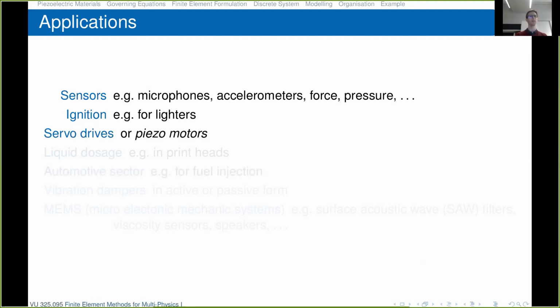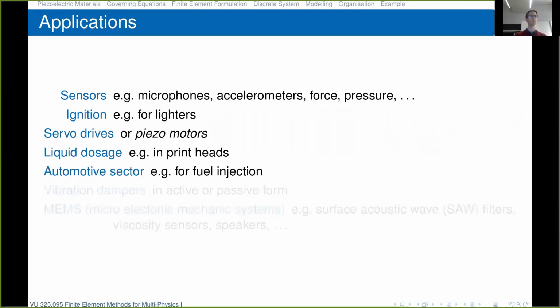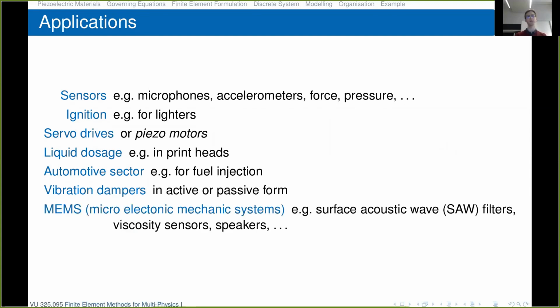It's used in servo drives or piezo motors. It's used for liquid dosage in the automotive sector for fuel injection, for example, as vibration dampers, as I already mentioned, in active or passive form, and very importantly, in MEMS devices, for example, surface acoustic wave filters, or also viscosity sensors or loudspeakers, micro loudspeakers.